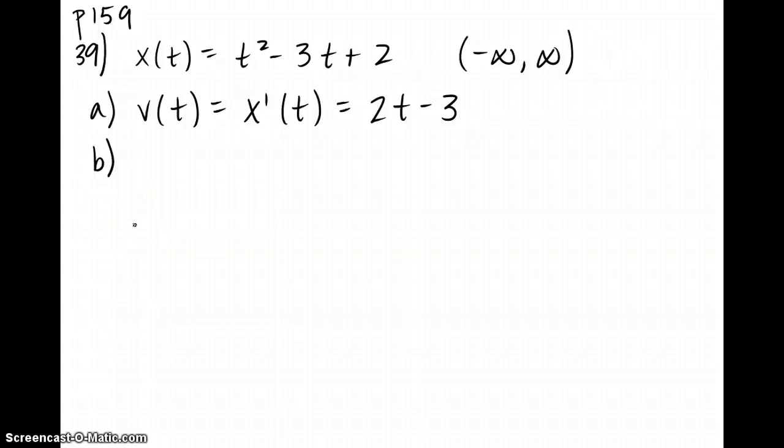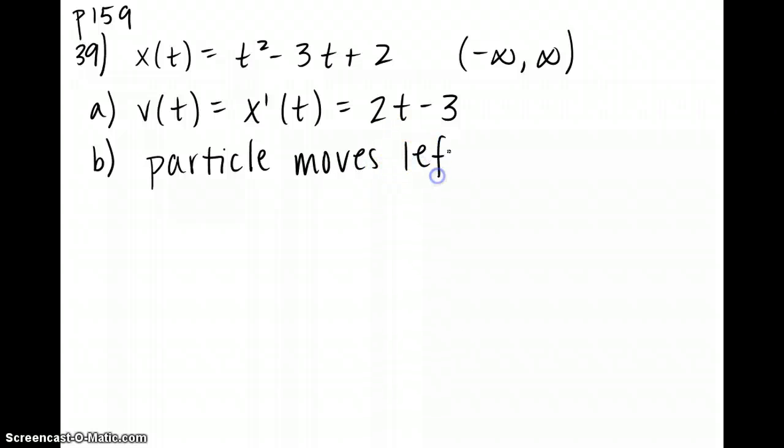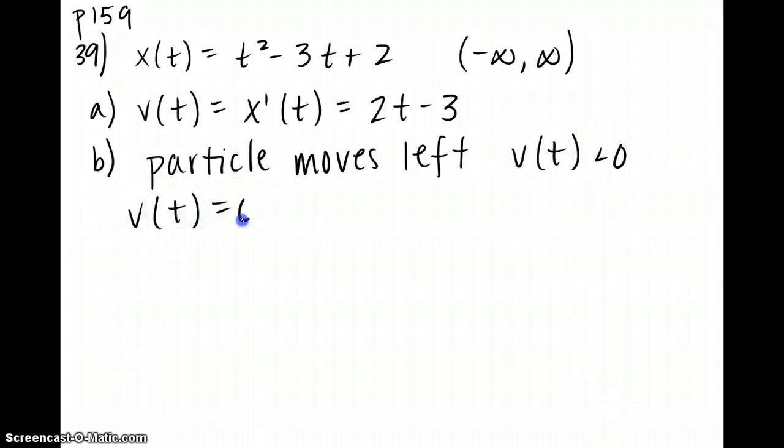Part B, find the open interval in which the particle is moving to the left. The particle moves to the left when the velocity is negative. So setting the velocity function equal to 0, the particle stops, the velocity is 0 when the time is equal to 3.5 seconds. So to answer the question, find the open interval in which the particle is moving to the left.